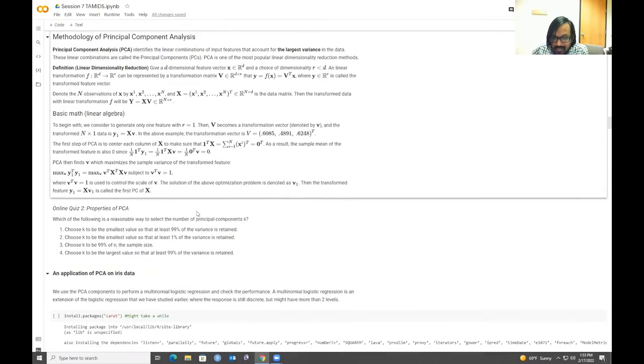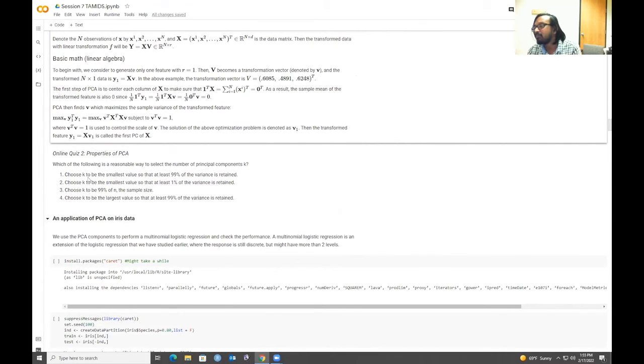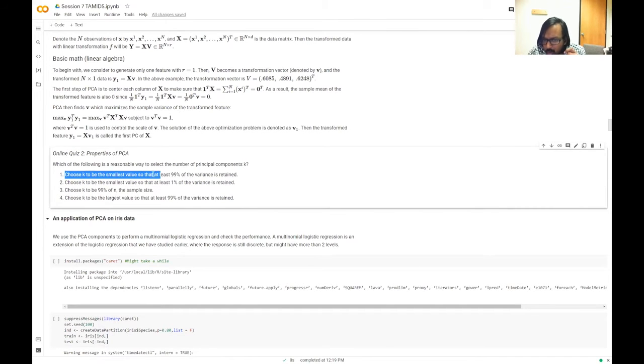So in general, K is the number of principal components, right? I want to use fewer principal components, but capture as much of the variance as I can. But if we use K to be too small, then you will not be able to capture the variability in the data. But if you use too many K, then you are not reducing the dimensions optimally. So the right answer is I want to choose K to be the smallest value so that at least 99% of the variance is retained, right?